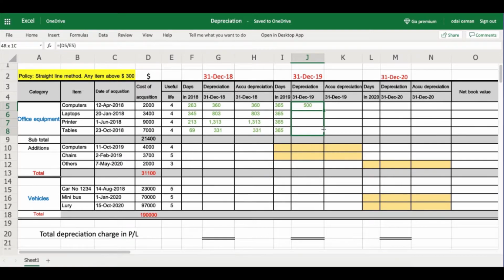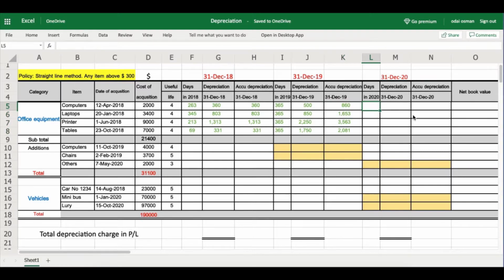Let's apply the formula. The accumulated depreciation in the next year, the second year, would be equal to the accumulated depreciation from the previous year plus the depreciation charge for the current year, which gives us this amount. And let's drag down the formula to apply for all.